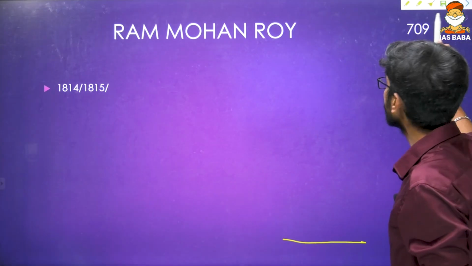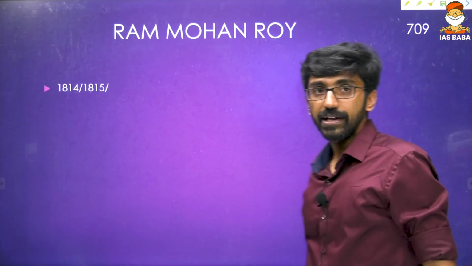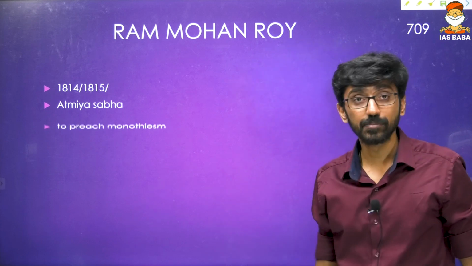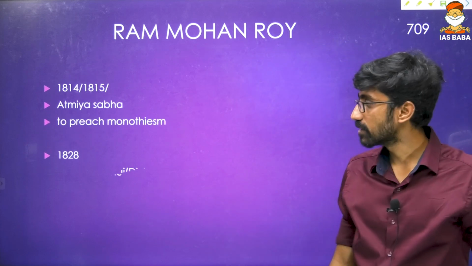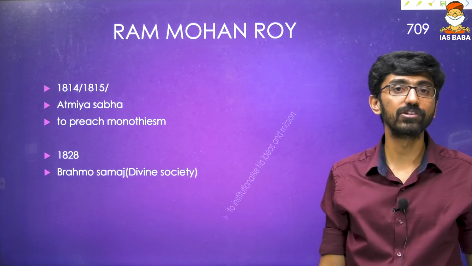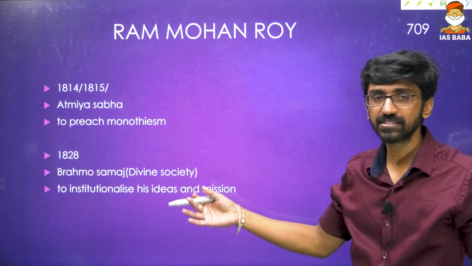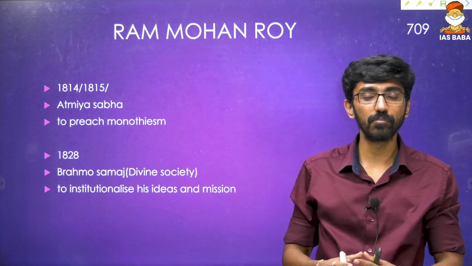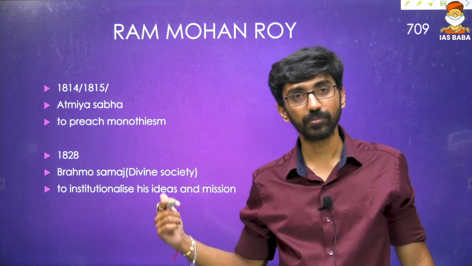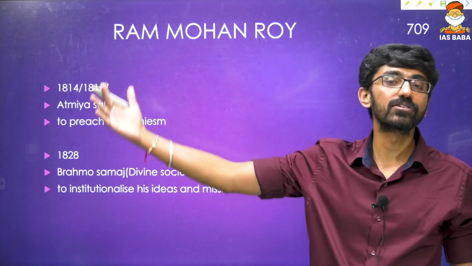Then to spread these ideas, in 1814 and 1815, he started Atmiya Sabha to preach monotheism, that is belief in one single God. In 1828, he established Brahma Samaj, also called the Divine Society, and it was a kind of cultural revolution in Bengal society. Most of the Bengal national movement leaders who came were associated with this Brahma Samaj, and it produced so many leaders in future.